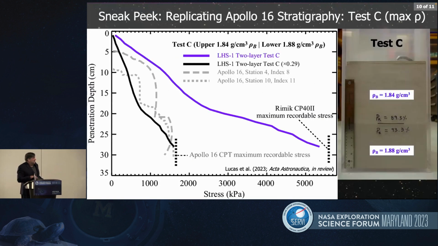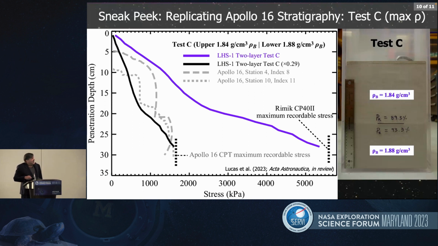And then let's see. So here's my sneak peek about tests that we're submitting for publication here. They're 2-layer tests to replicate the Apollo 16 Highland stratigraphy based on data from the mission. On the right, you can see a picture of our 2-layer regolith column.